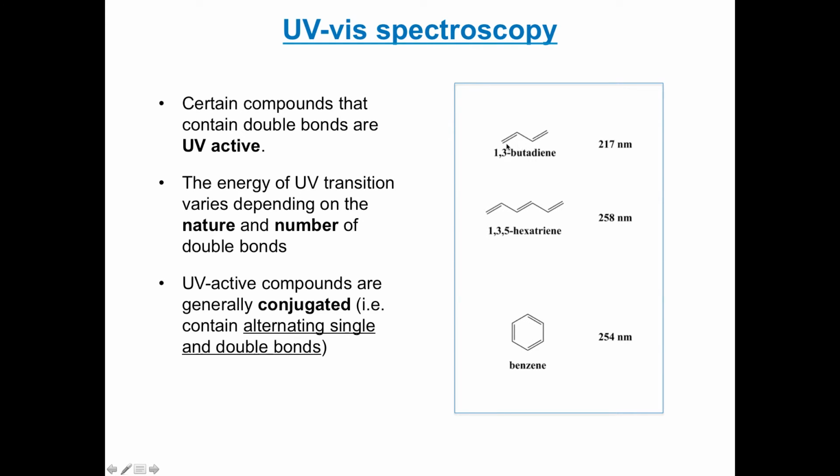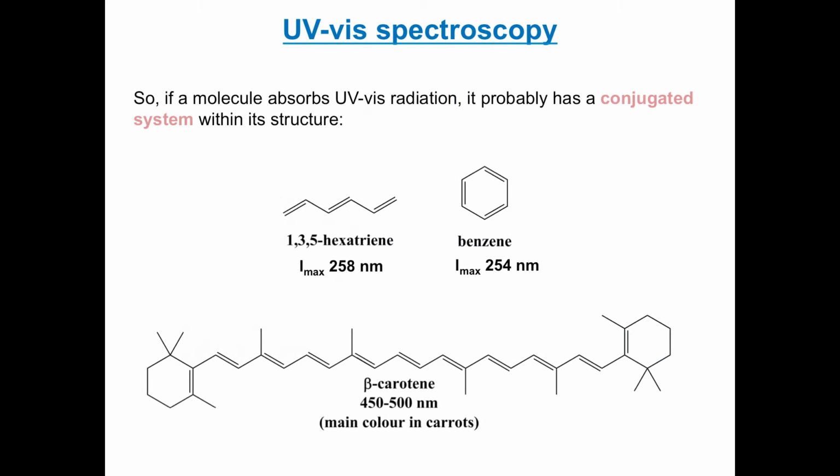Molecules that contain this alternating pattern of double and single bonds, which are said to be conjugated, tend to be good at absorbing UV light. And remember, what's happening when the molecule absorbs UV light? An electron is getting promoted up into a higher energy orbital. That's the excited state that we're talking about here. So that means if a molecule absorbs UV-vis radiation, it probably has a conjugated system within its structure.